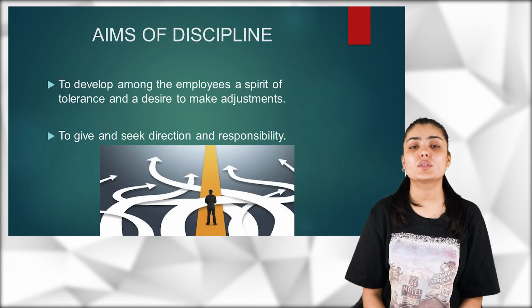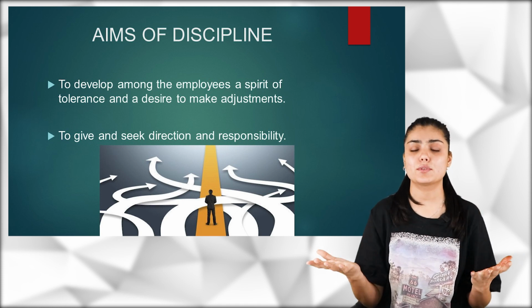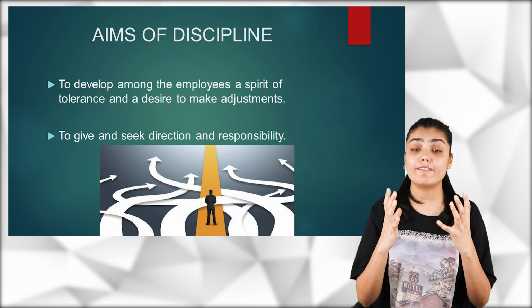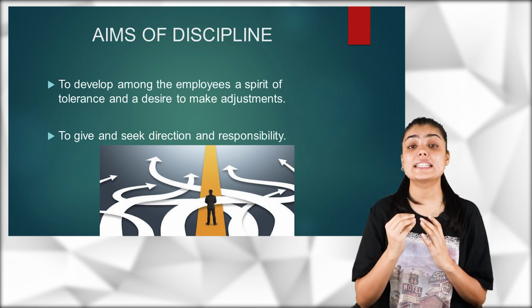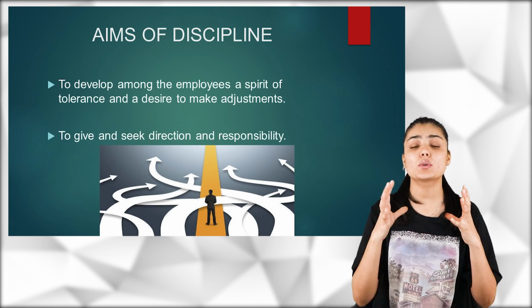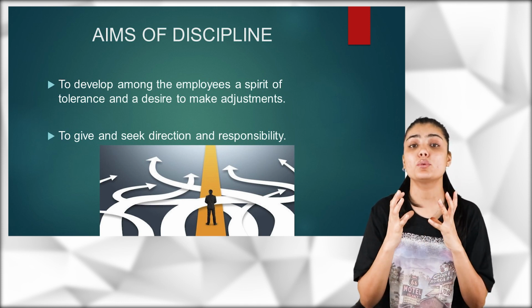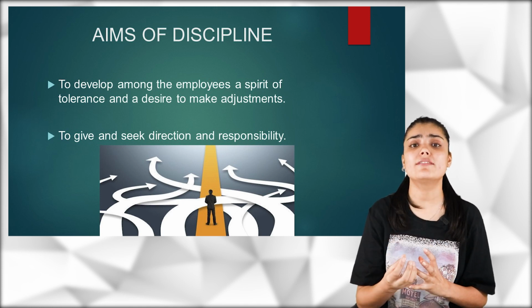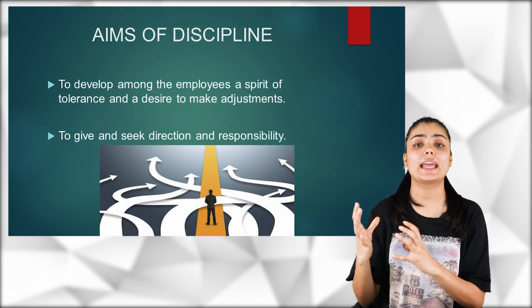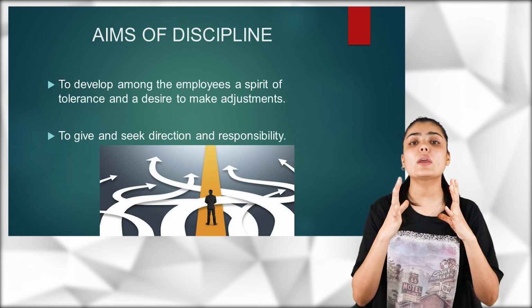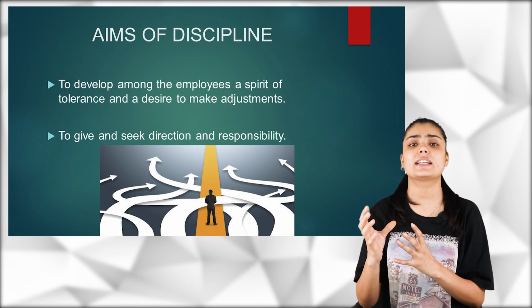Now, let us move on to the aims of discipline. What are the aims of discipline? The first one is to develop among employees the spirit of tolerance and a desire to make adjustments. So the main aim of discipline is to make sure that the employees develop a certain level of tolerance and also a desire to make adjustments. As I said, every organization will have a certain set of discipline followed. It is different from one organization to another organization. It depends on the need and the type of organization.